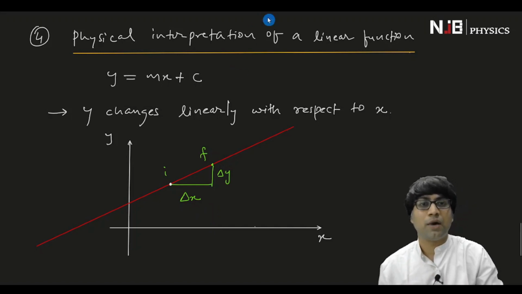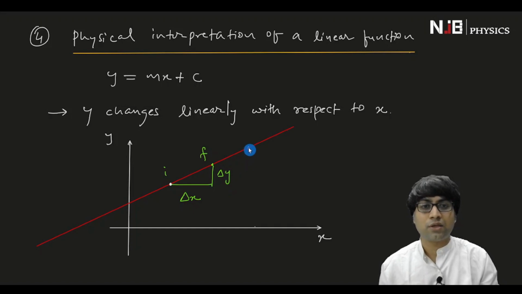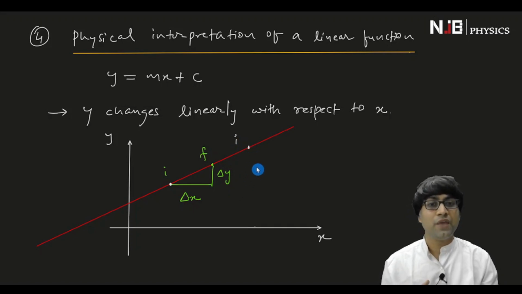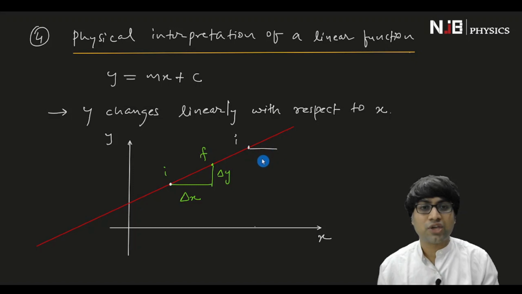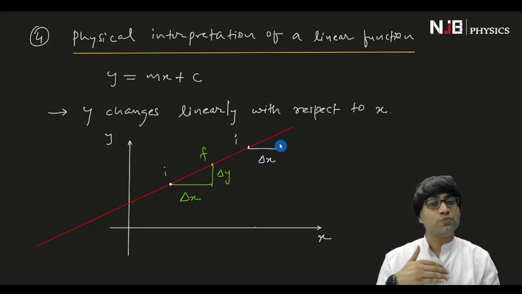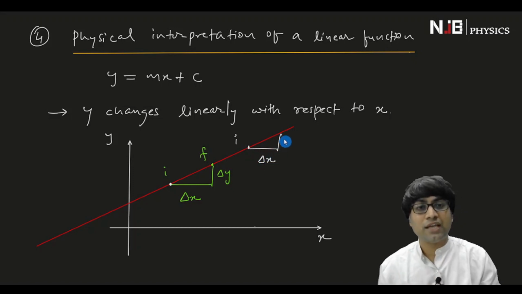Let us consider some other point on the straight line. This is some other point on the straight line. This is the initial value of x, let's say. And now we make the same amount of change in x, that is delta x. So x has changed by delta x. Corresponding to it, there will be a change in y.